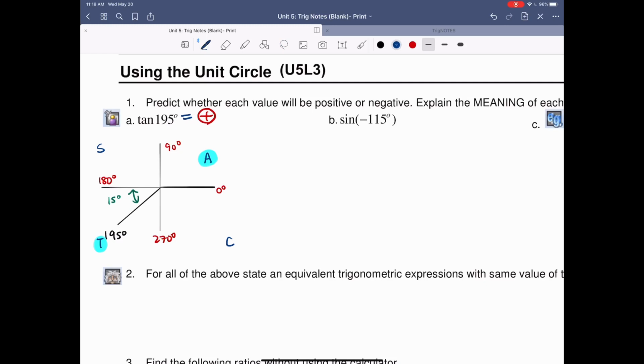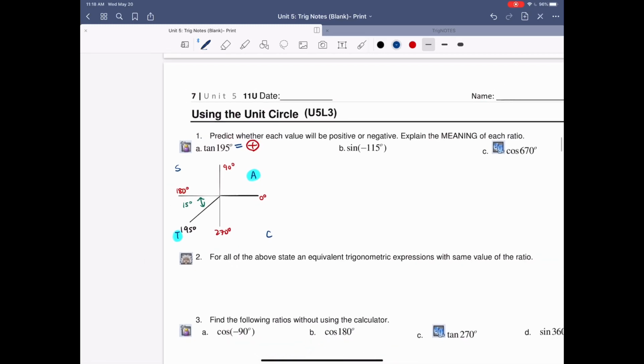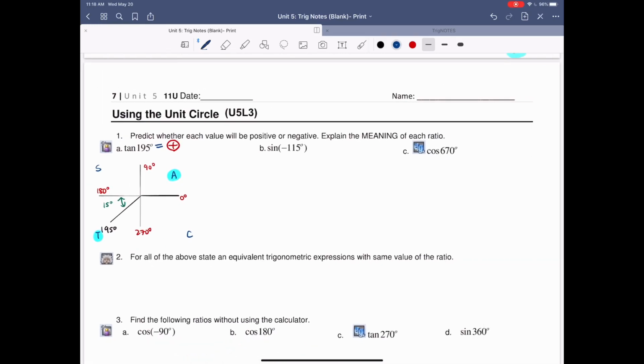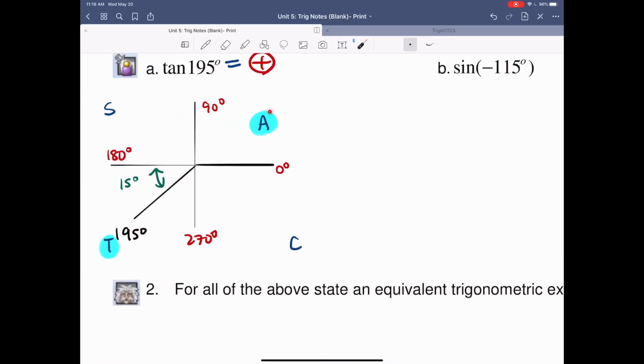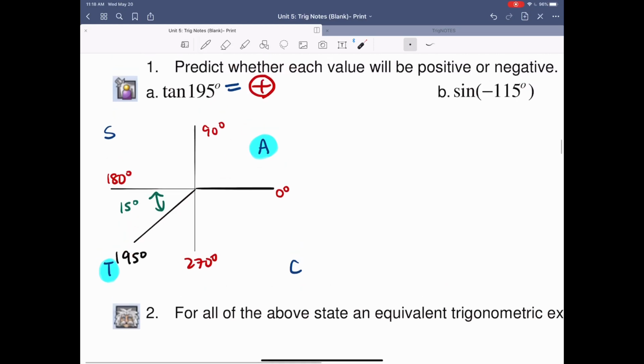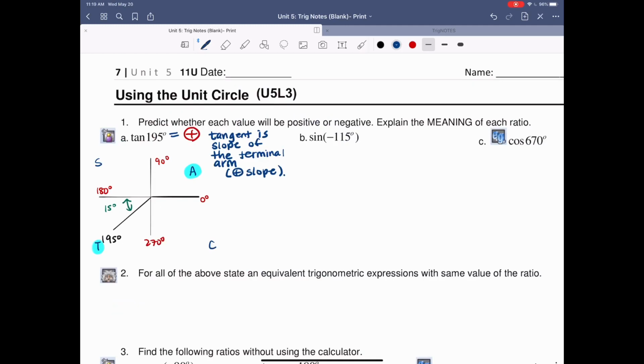So remember for tangent, it is y over x. It's the slope. And notice how this is a slope, and slope going left to right is going up. Therefore, it is positive. That's also another way you can interpret it. So tangent is the slope of the terminal arm. Let's go to question B.